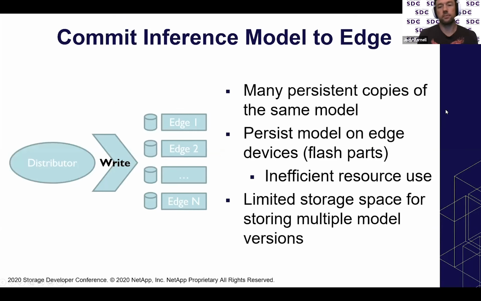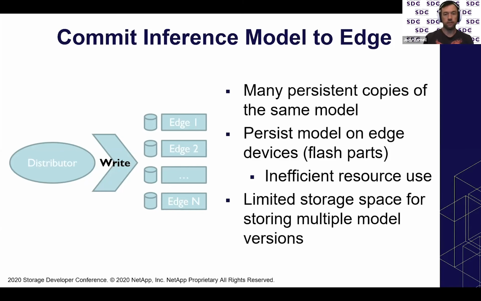So here's an example today of committing an inference model to edge devices from the core data center. In this case, we have what we're calling a distributor, which is a node, in a simple case, in the data center, that is writing out the inference model to the edge devices. It's deploying it to each of the edge devices. And what you have here is many persistent copies of the same model. Each edge device has that same exact persistent copy.